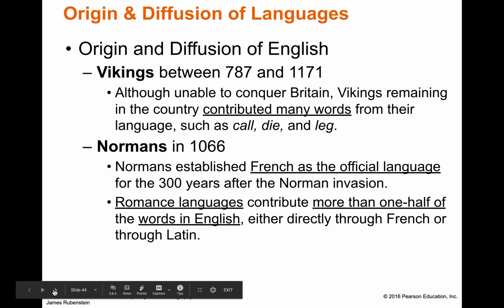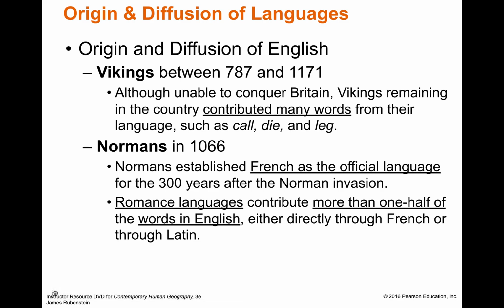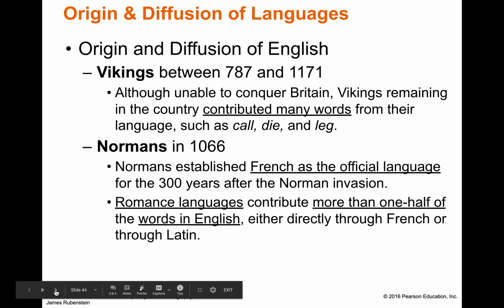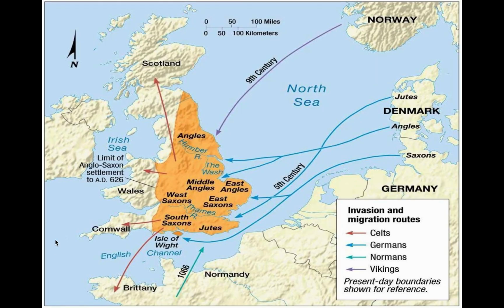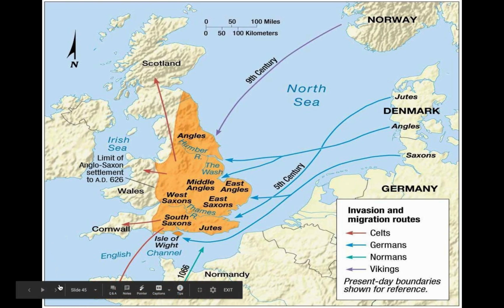All right, so here's some more words contributed by the Vikings. And then more than half of our words today are found in Latin roots. So we see the impact that French had as well as the Romans. Here shows the invasion and migratory routes of all of the Celts, the Germanic tribes, the Anglo-Saxons and Jutes, the Normans and the Vikings.